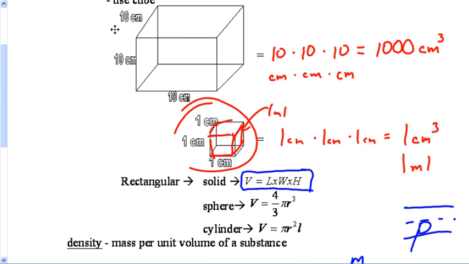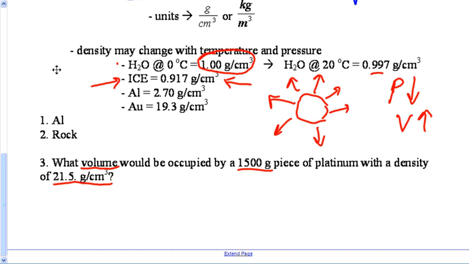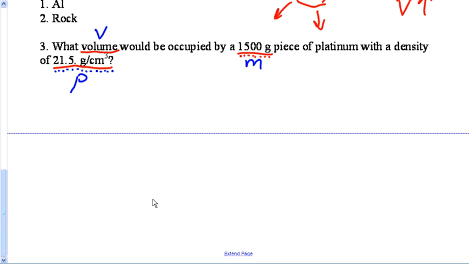Watch this. I'm going to go back to this problem again. I'm not reading it. This number says 1,500 grams. That means that has got to be a mass. Now, come over here. 21.5 grams per centimeter cubed. What has that got to be? That's a density. And then it asks me to find volume. All right, well, I can do this. So that's density and volume.